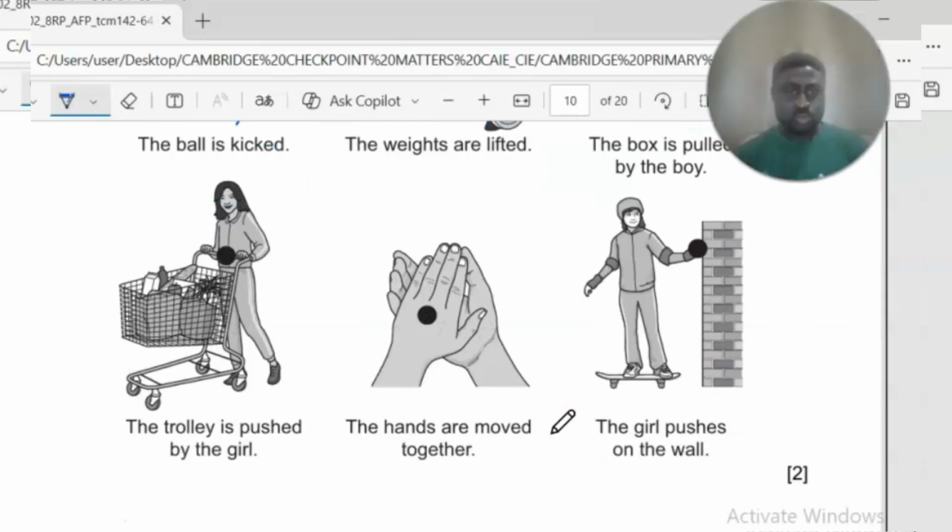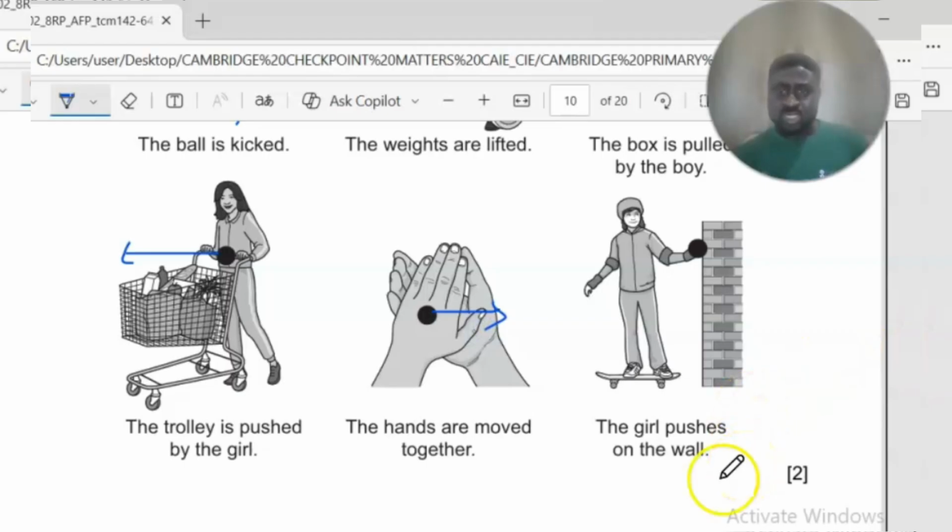The trolley is pushed by the girl. The trolley is having a basket carrying some luggages or items. So in which direction is this force? She's pushing forward. So from the dot, the arrow should come this way because it is in this direction. Then look at the hands are moved together this way. So when you do that, can you see the direction? So my left arm is pushing toward my right hand to give the clap. So the arrow will go in this direction to necessitate that clap and the sound is produced.